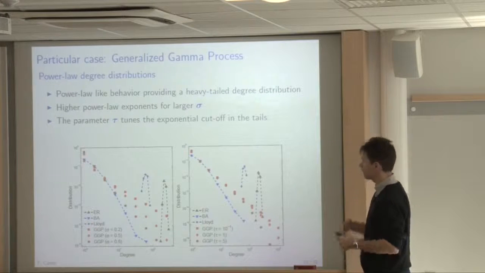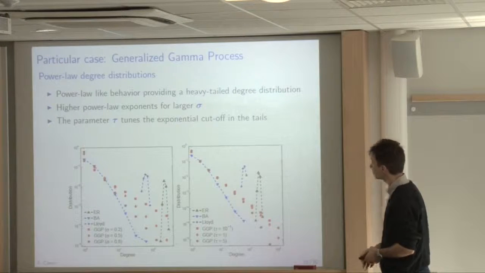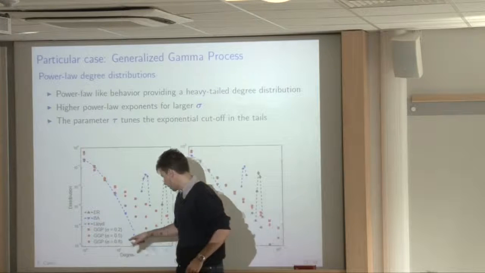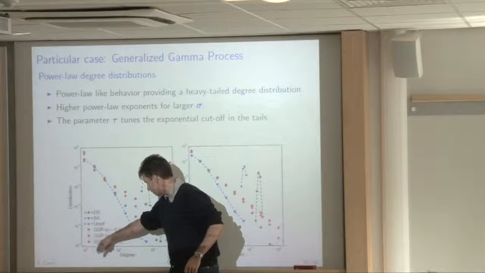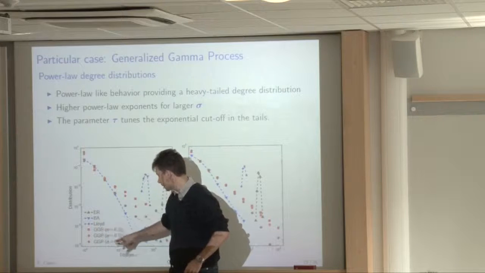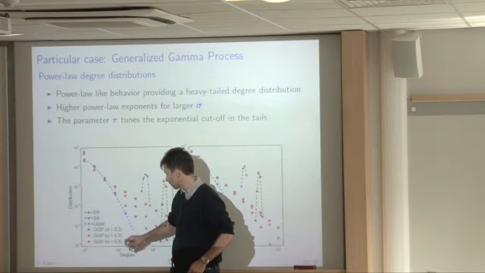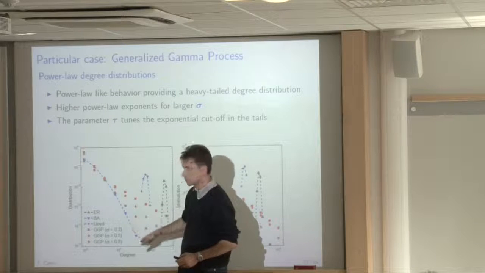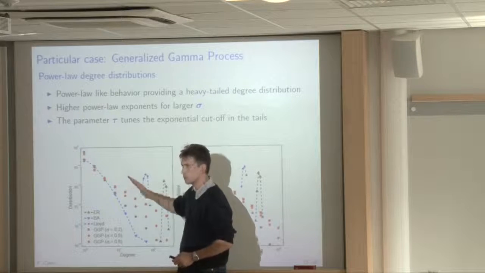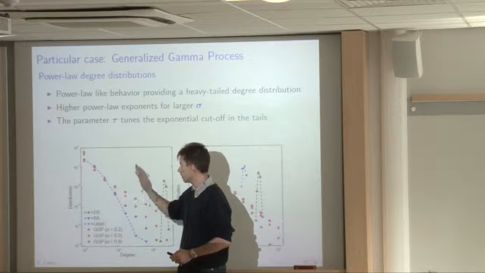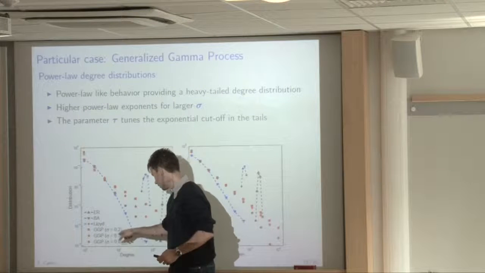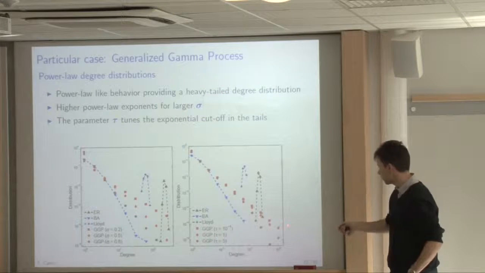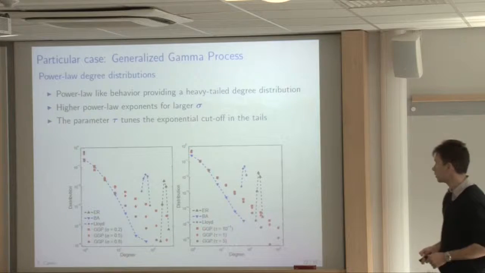Okay. And if you now look at the degree distribution, for sigma strictly positive, you obtain those power law degree distributions. You can look at those three red curves here that correspond to a generalized gamma process with sigma equal to 0.2, 0.5, 0.8. This is the same type of picture as I've shown before, on a log-log plot of the degree distribution. Basically the value of sigma will tune the exponent of the power law degree distribution, the exponent being higher as you increase the value of sigma. And the parameter tau is also interpretable. It will tune the cutoff in the tails of the degree distribution.